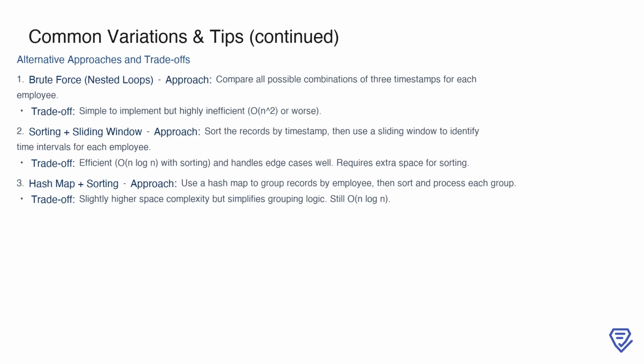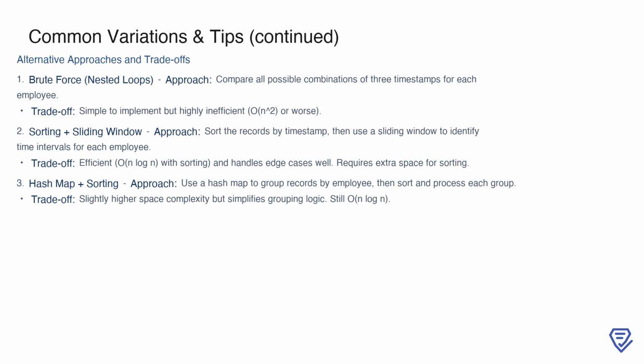When considering alternative approaches, the brute force method involves comparing all possible combinations of 3 timestamps for each employee. While simple to implement, it's highly inefficient with a time complexity of O(n²) or worse, which makes it impractical for large datasets. A more optimized approach is to sort the records by timestamp and then use the sliding window technique to identify valid time intervals. This method is efficient, with a time complexity of O(n log n) due to sorting, and it handles edge cases effectively.